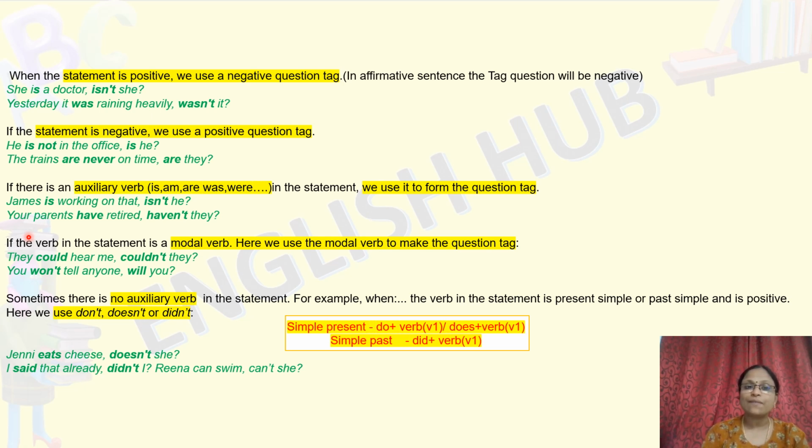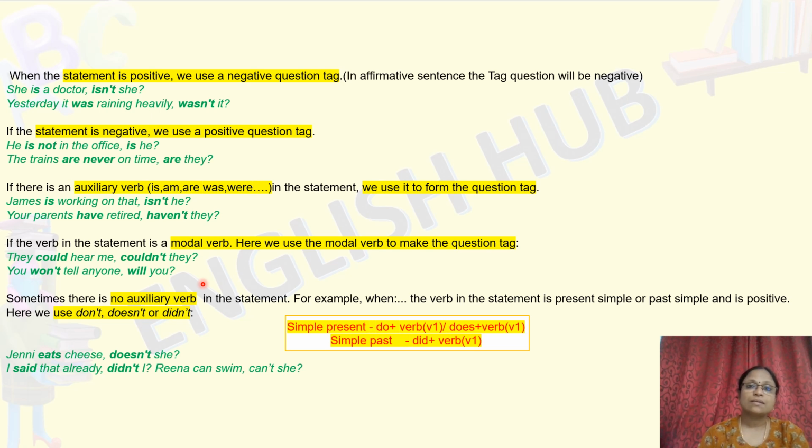That was one of the rules we have learned: auxiliary verb or helping verb and pronoun. So they, instead of your parents, they. If the verb in the statement is a modal verb, we use the modal verb to make the question tag. For example, they could hear me, and the tag is couldn't they. Suppose the statement is they could not hear me, then what will be the tag? Could they.